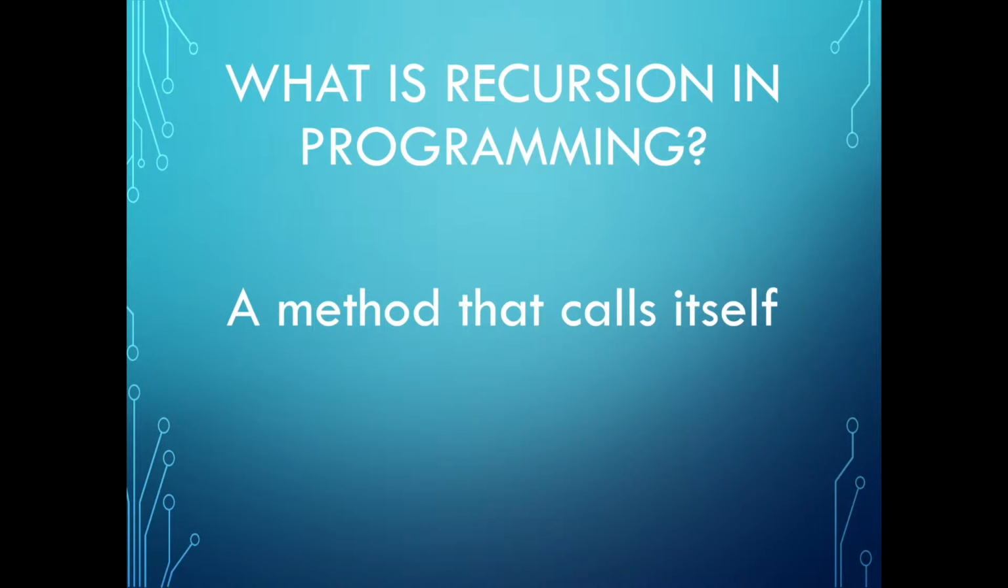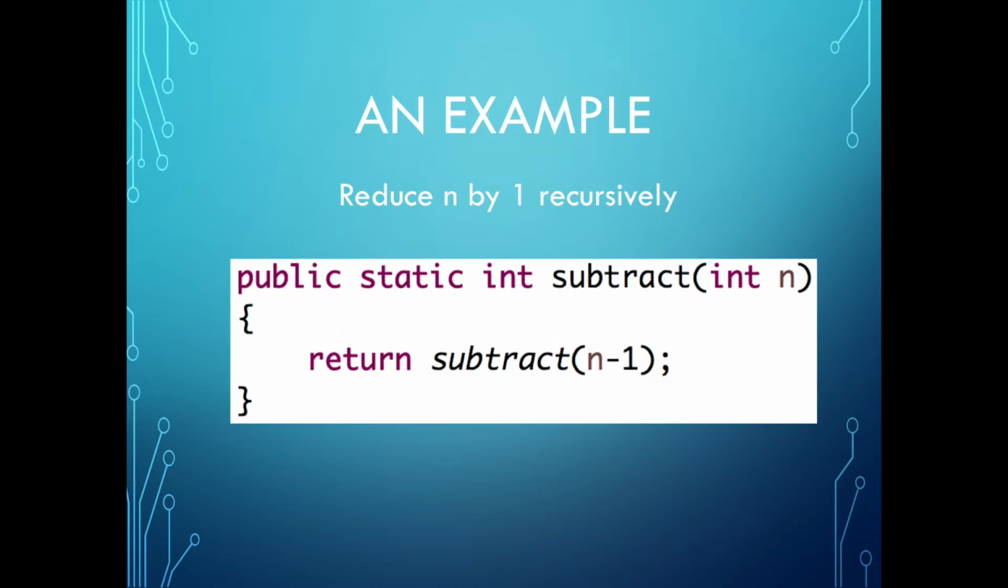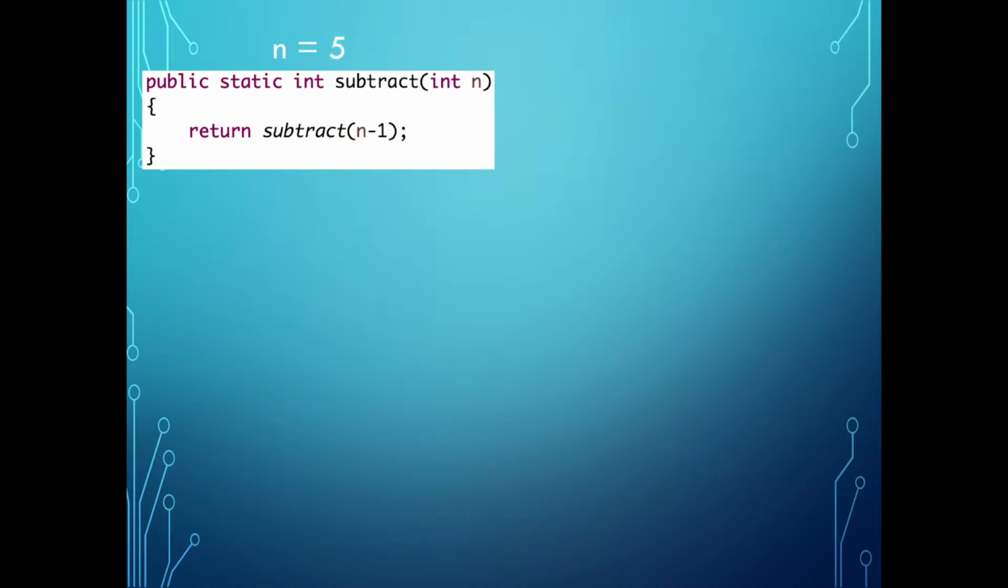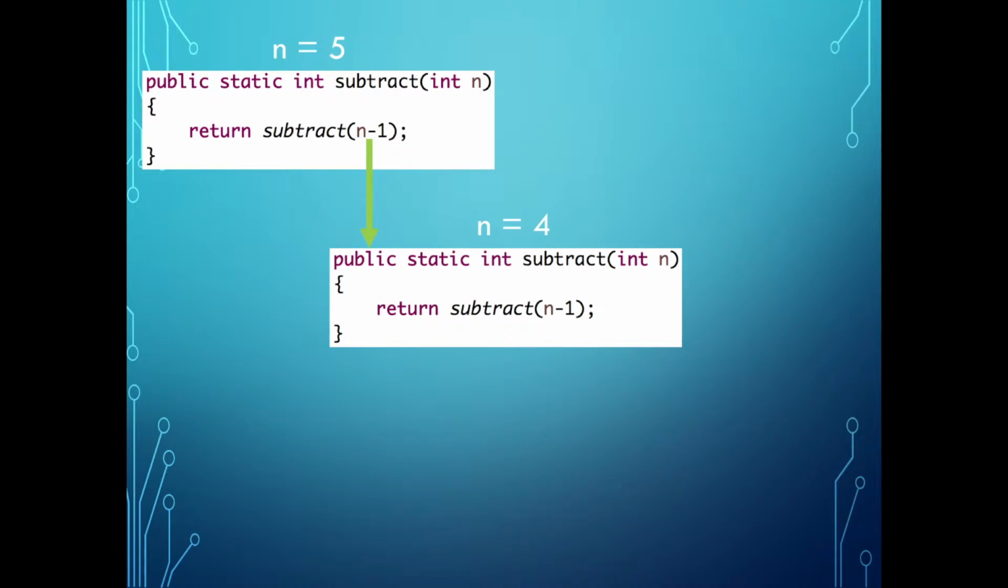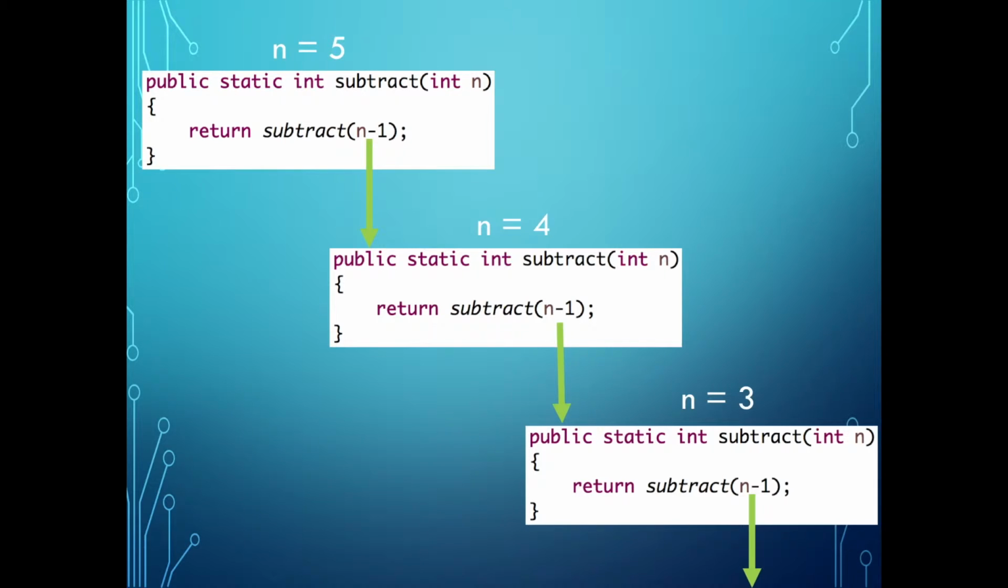Recursion in programming is a method that calls itself. Let's look at an example. Suppose we had an integer called n, and we wanted to reduce it by 1 over and over. This is a very simple recursive method because within it, the original method is called. The method subtract, when called, returns the result of when the method subtract is called again with the integer n minus 1. So if the method was called from the main, where n equals 5, the method would be called again with 5 minus 1, 4, and then the method would be called again with 4 minus 1, which is 3, and this would go on forever with no end.